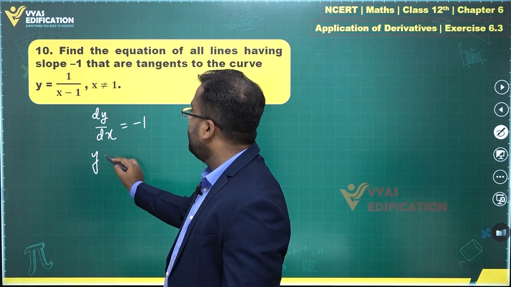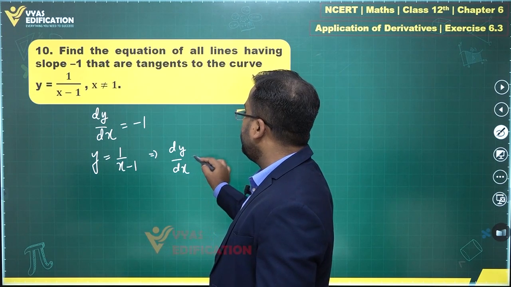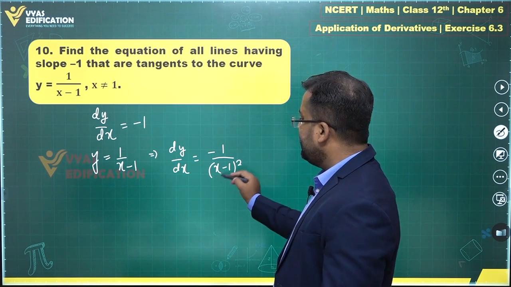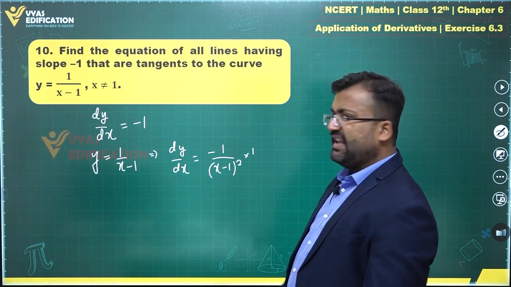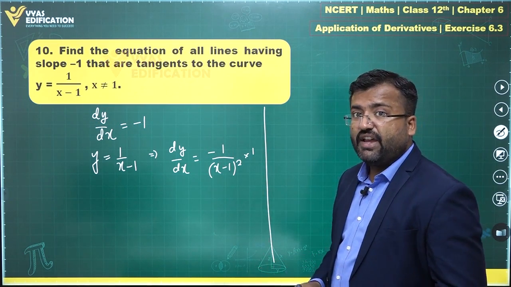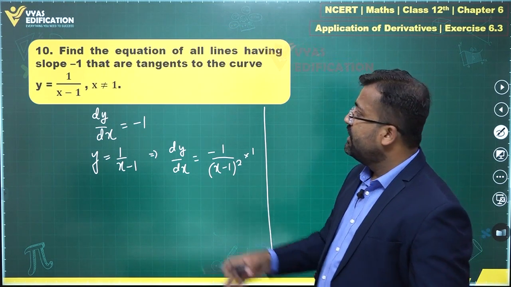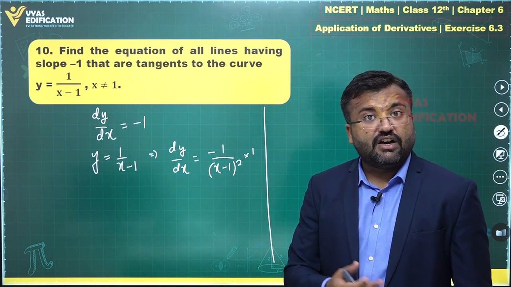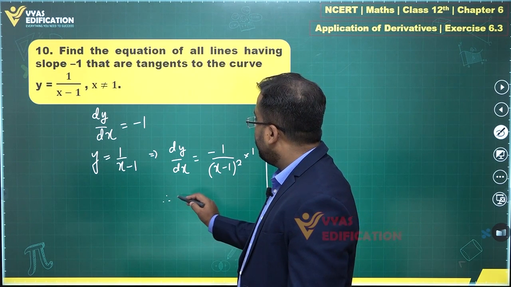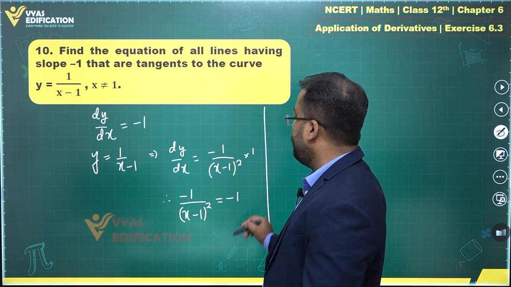What is y? y equals 1 over (x − 1), which tells me dy/dx will be equal to 1 over something, the derivative will be −1 over that something squared, and the derivative of x − 1 is simply 1 by the chain rule. If this equals −1, what is the value of x? Can you find the values of x? Yes. Once you find the values of x, you will get the points. Slope is already known, and after that it is very easy to find the equation of the tangent.